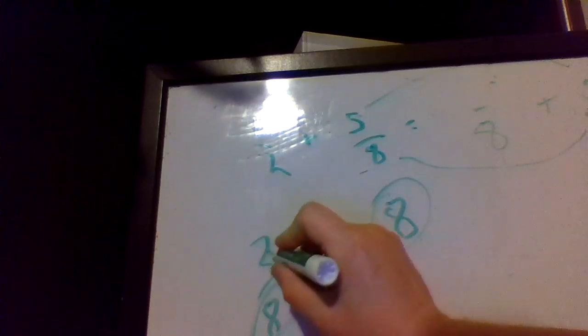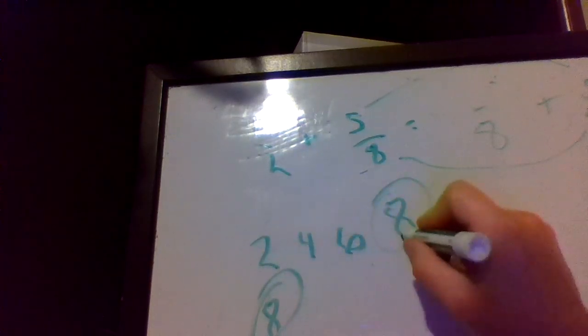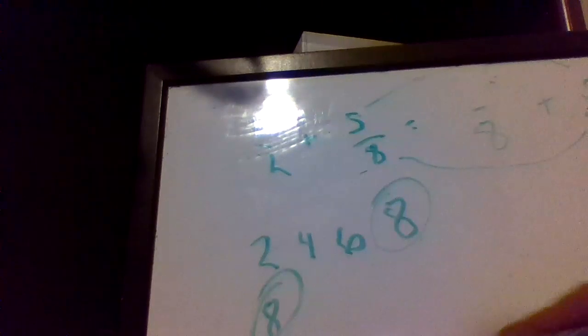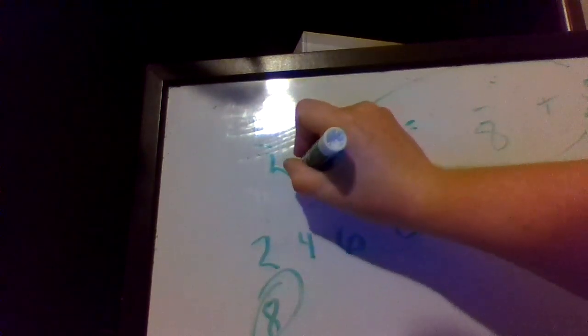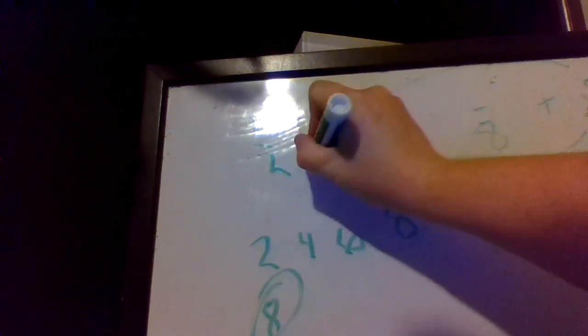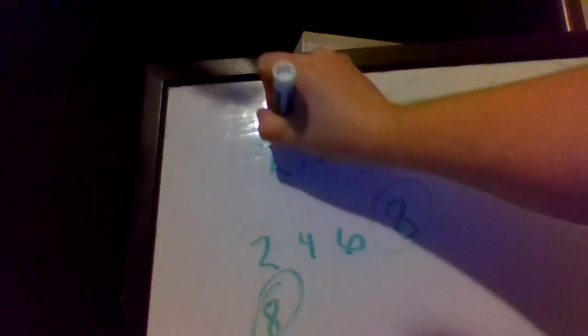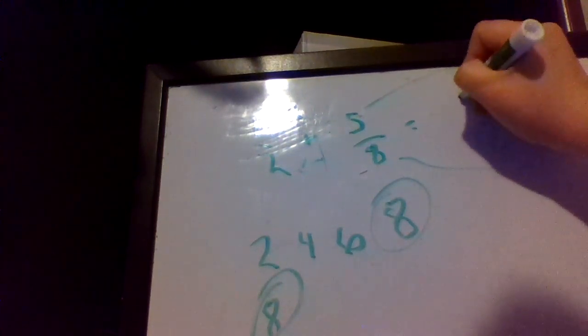Alright. Now, we had to multiply 2 by something to get 8. So 2 times what is 8? 2 times 1, 2 times 2, 2 times 3, 2 times 4. So 2 times 4 is 8. So we're going to put our times 4 and our times 4. So 1 times 4 is what? 1 times 4 is 4. So we're going to bring that over as 4/8.